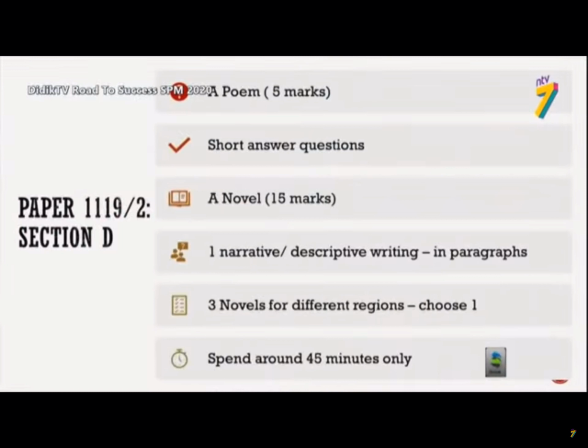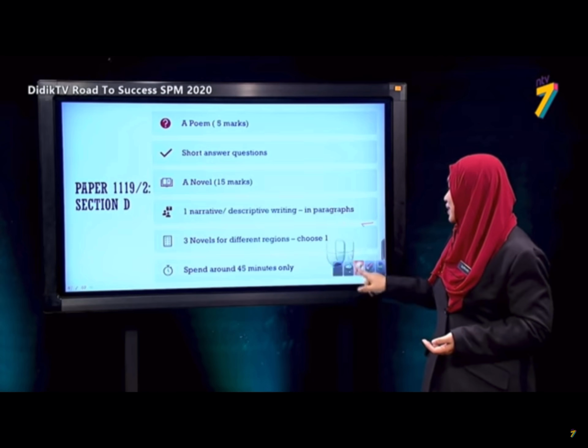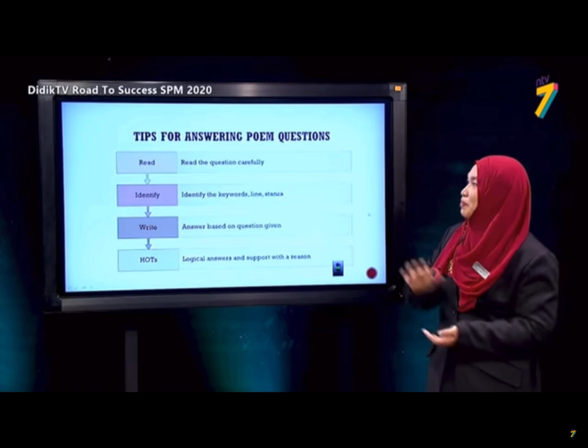Section D, Novel. Literature part. Okay, so for the literature part we have a poem question, 1 poem question, 5 marks. The answers usually will be short answers. And we have a novel question, another 15 marks. You have to write in the form of an essay. Cannot be in point form. You are given 3 novels because different regions use different novels. My advice is to spend around 45 minutes only. So you have to plan very well because you only have 2 hours. This is the last section for paper 2.